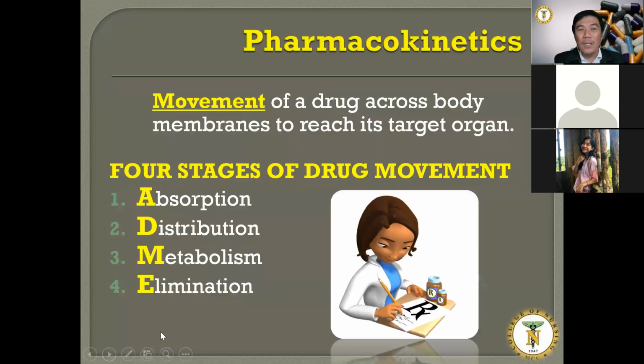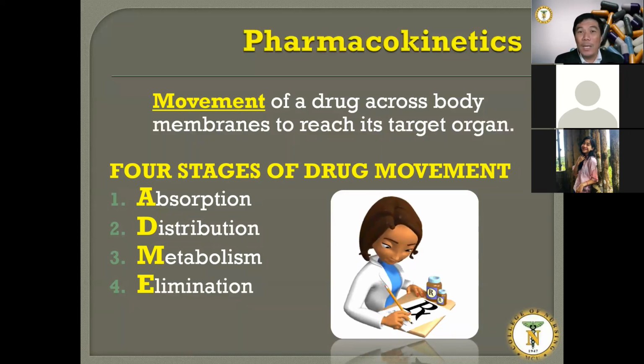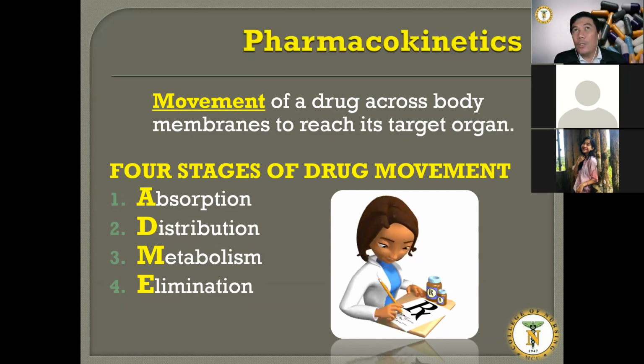The next slide is talking about pharmacokinetics, which was mentioned in the presentation of the video. It usually pertains to the movement. We are considering movement from the route of administration until it reaches its target organ. And the 4 stages that we have mentioned are ADME. We have the absorption, the distribution, metabolism, and elimination. Let us now start with what absorption is.